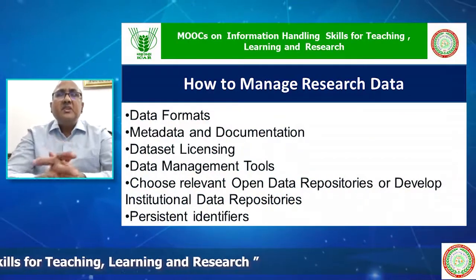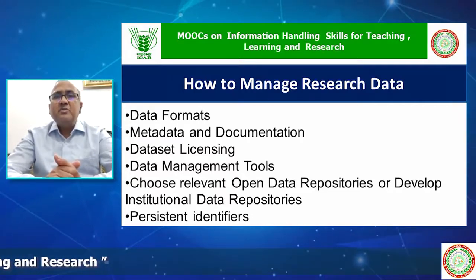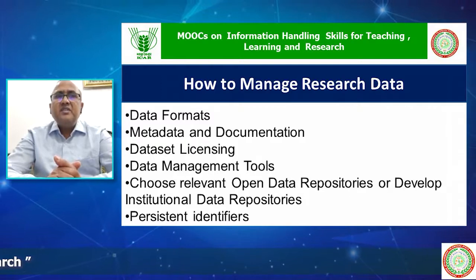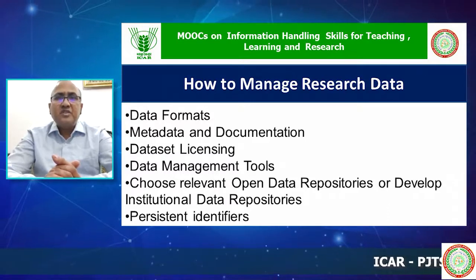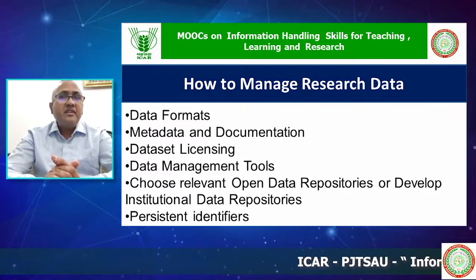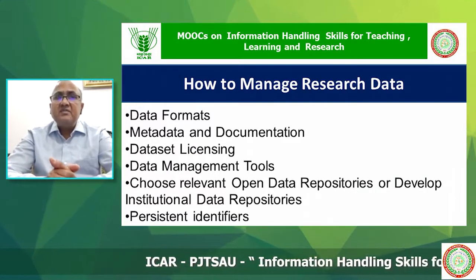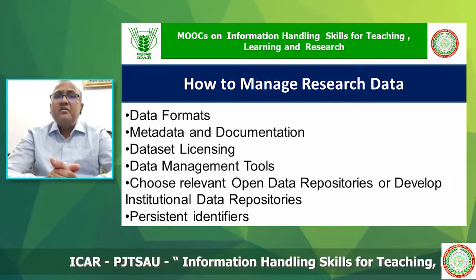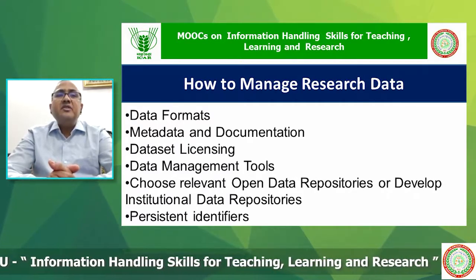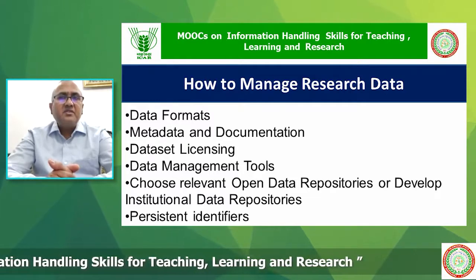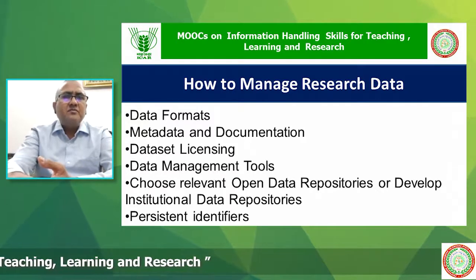There are very important and specific things to be considered. First thing is the data formats, in which formats data is to be created. Then comes file naming and different kinds of software for data analysis and storage. Then metadata and documentation is also very important. Data set licensing, various kinds of data management tools, which repository the data is to be deposited in, and various kinds of identifiers, persistent identifiers to recognize or just to make the data searchable for the long term.